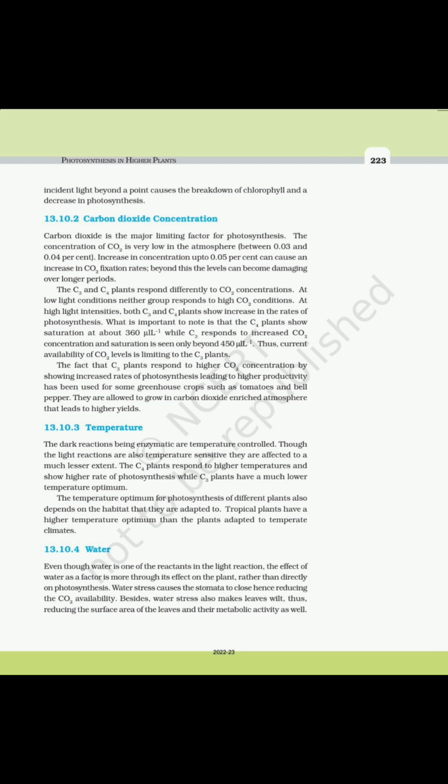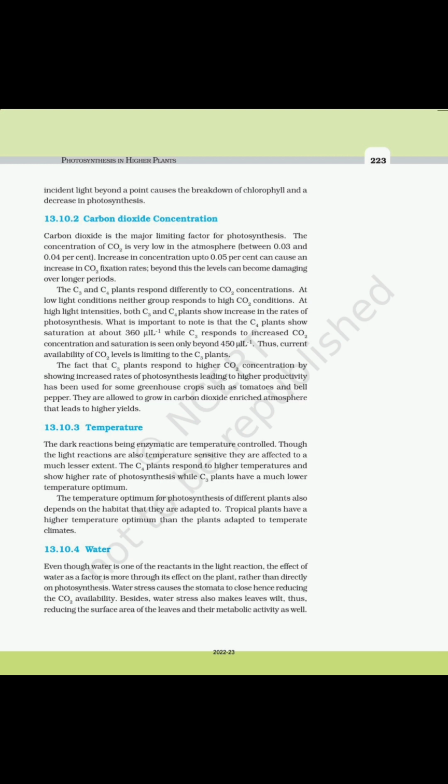13.10.3 Temperature. The dark reactions being enzymatic are temperature controlled. Though the light reactions are also temperature sensitive, they are affected to a much lesser extent. The C4 plants respond to higher temperatures and show higher rate of photosynthesis, while C3 plants have a much lower temperature optimum. The temperature optimum for photosynthesis of different plants also depends on the habitat that they are adapted to. Tropical plants have a higher temperature optimum than the plants adapted to temperate climates.